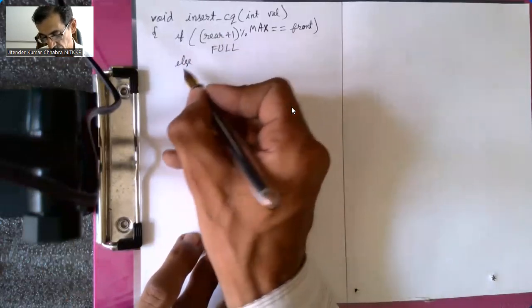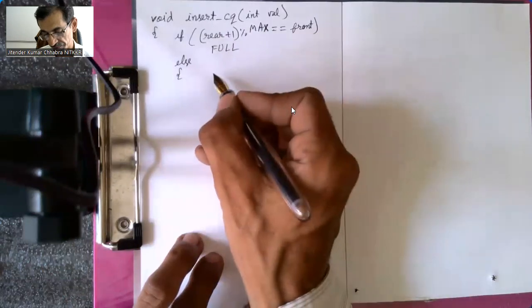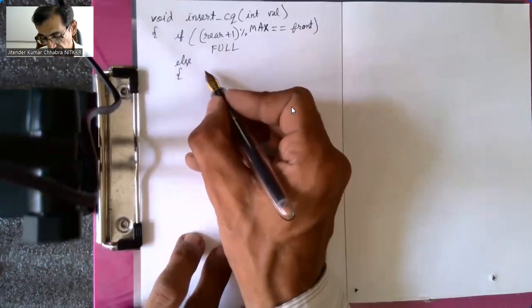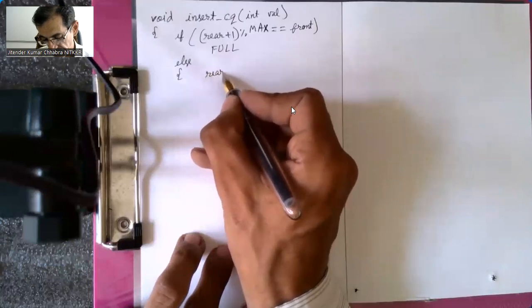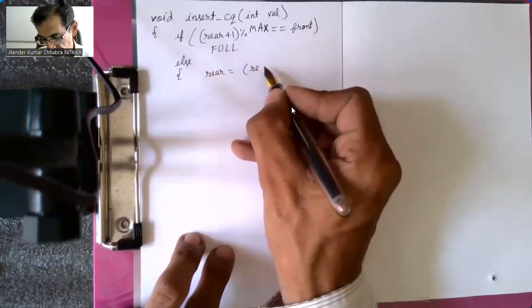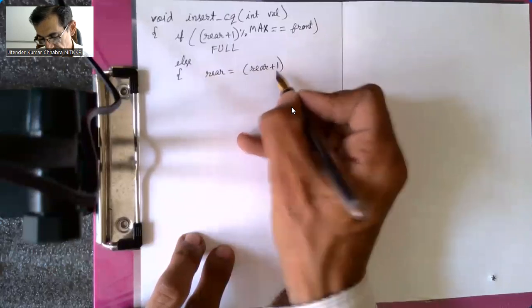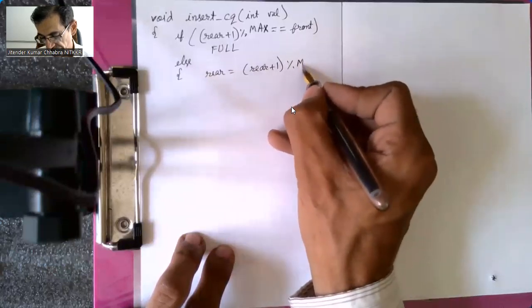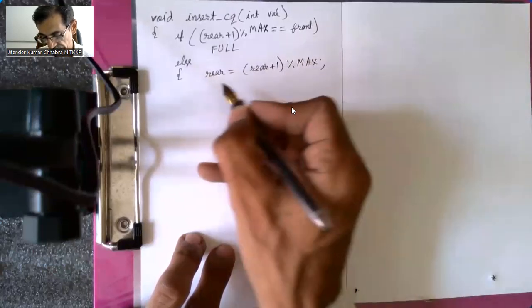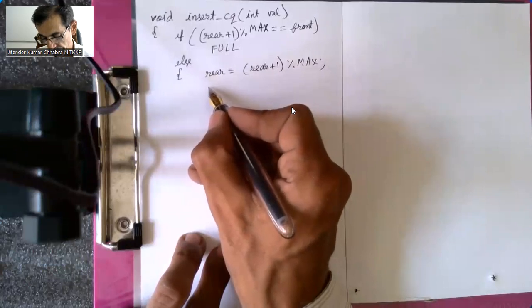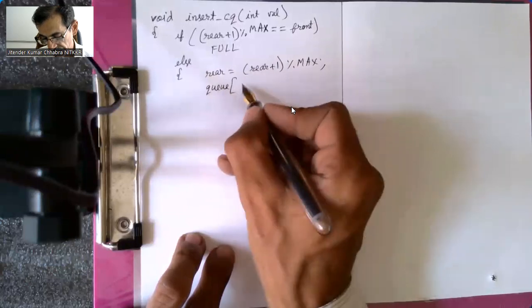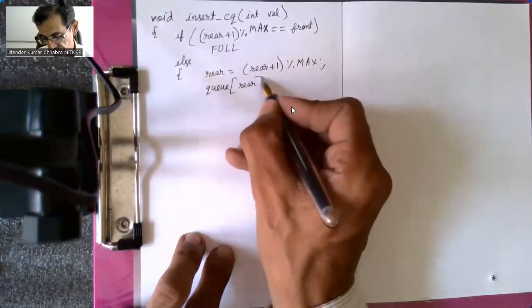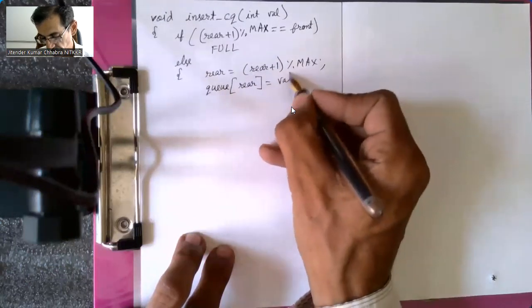Else I am allowed to do insertion. Insertion will mean now effectively rear to be incremented, and rear to be incremented always now will mean not rear++, but rear = (rear + 1) % max. And then, of course, in my queue, wherever I have implemented the array, at the rear position I will store the value.